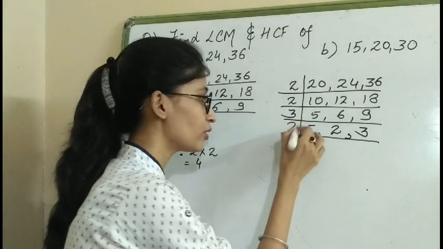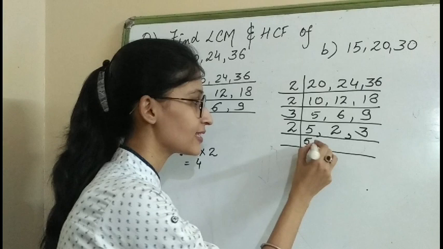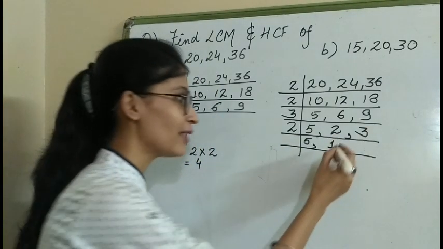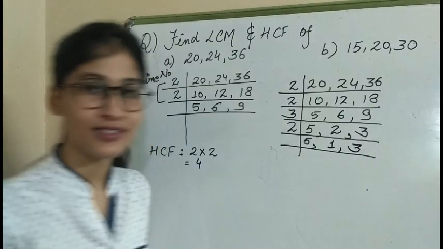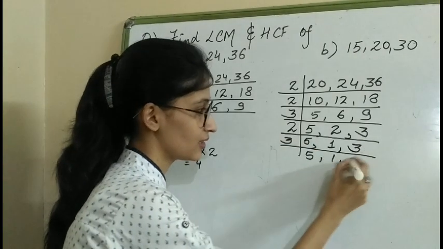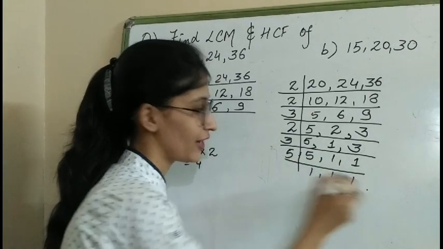Next, when I am going to divide 2, 5 is not divisible by 2. Copy 5 as it is. In the place of 2, I am going to write 1 and copy 3 again as it is. Next will be 3. And my next number will be 5.